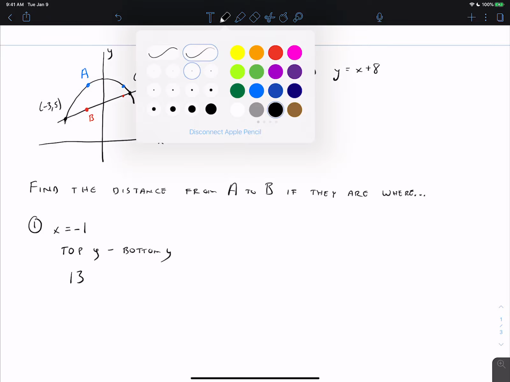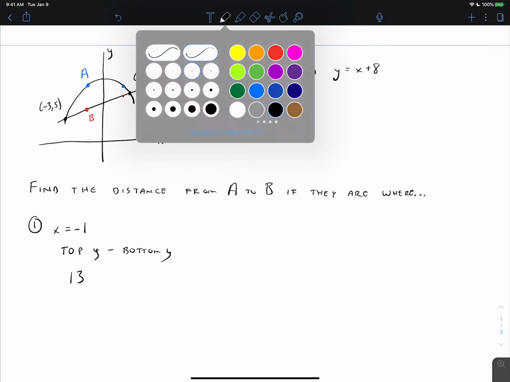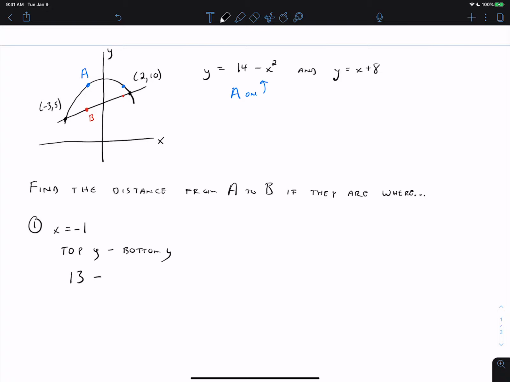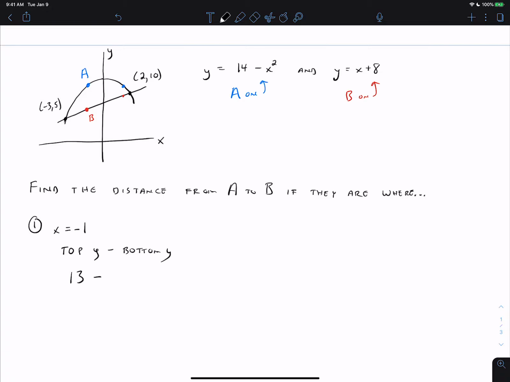Point A is on this function. Okay, so A is on this. And so if I plug -1 in there, I get 14 minus 1, which is then 13. And then the bottom y, B, is on this one. So then the corresponding y value when x is -1 on that is 7, and so the distance between the two is 6.